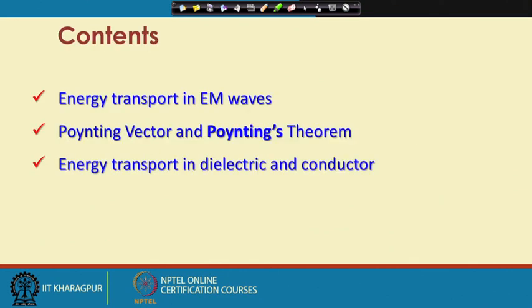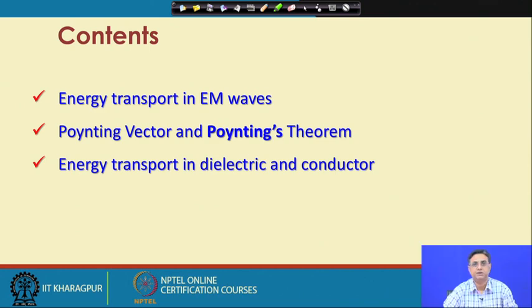We will be discussing under the following heads: energy transport in electromagnetic waves, in a certain volume of the space through which the electromagnetic waves are travelling, how the energy is entering and how much of the energy is leaving out of that space, that we will clearly quantify, and we will try to understand how the loss is taking place within that volume. Then in the process we will work out the Poynting vector and the Poynting theorem. We will look at each of the terms of the Poynting theorem.